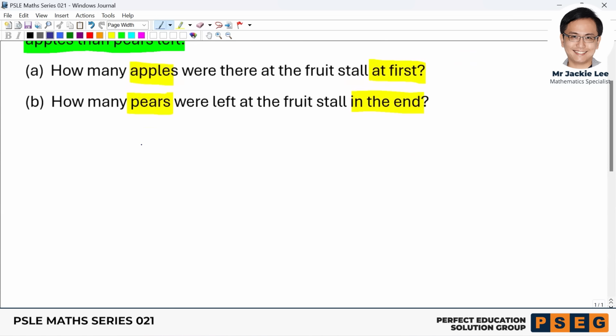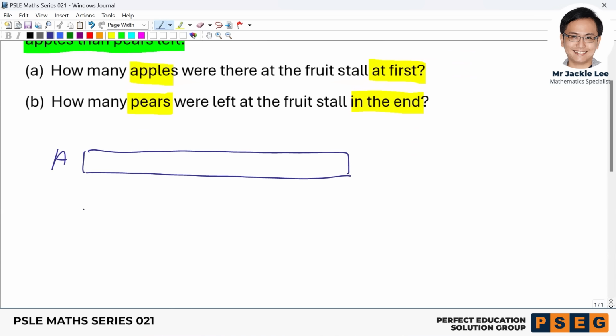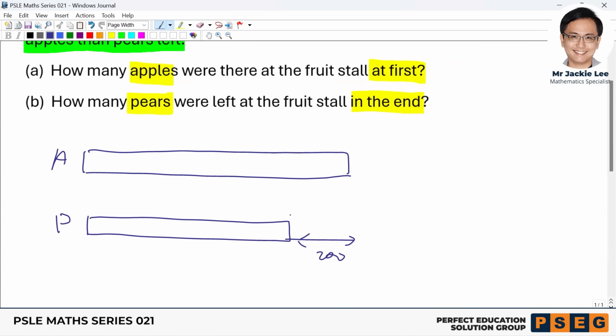So A stands for apples, P stands for pears. Initially the model could be something like this. The bar for apples should be longer, the pears a bit shorter, and here the difference is 200. Then 1/4 of the apples are sold, so let's say here is 1/4, 3/4. Then 2/7 of the pears are sold, something like this. Here the difference is now reduced to only 170.